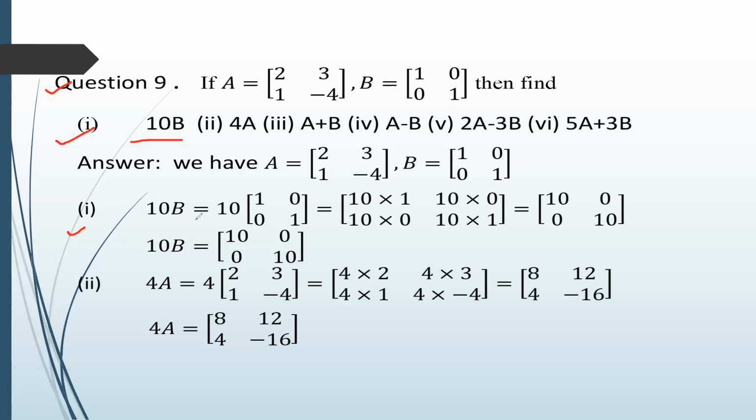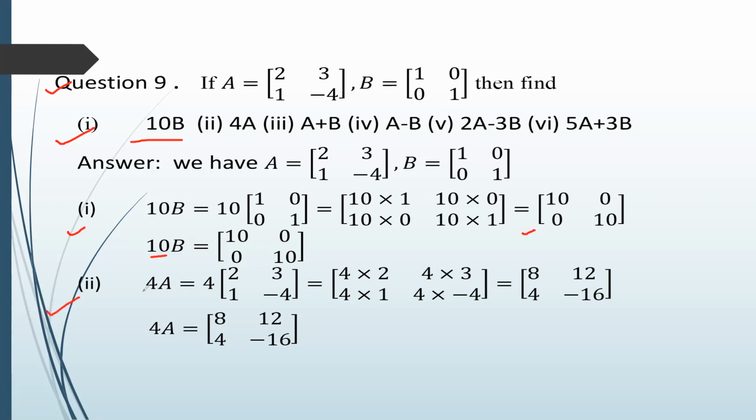And we know how to multiply a matrix by a scalar. So we multiply this 10 in each element of B. So this will come 10 multiplied by 1, 10 multiplied by 0, 10 multiplied by 0, 10 multiplied by 1. And we get 10, 0, 0, 10. So 10B is equal to 10, 0, 0, 10.